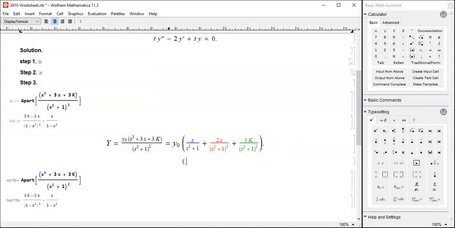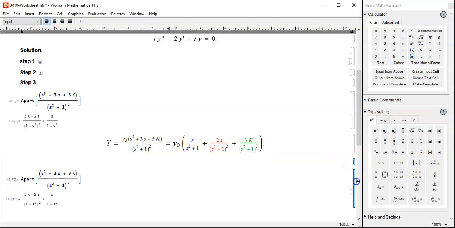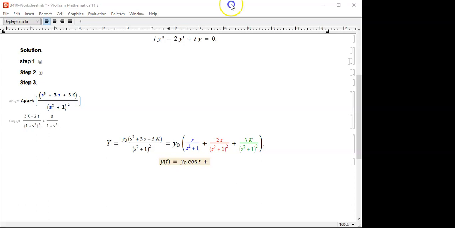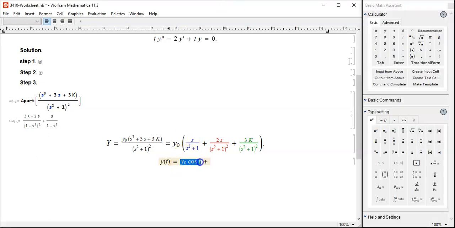So what do you get? y of t is going to be y0 times the Laplace inversion of this blue one, s over s squared plus 1. What is it? I think it is cosine, but I'm not so sure, so let me stop this recording and look up the table. Yes, correct. This is cosine.